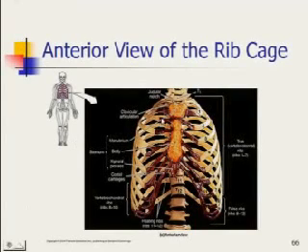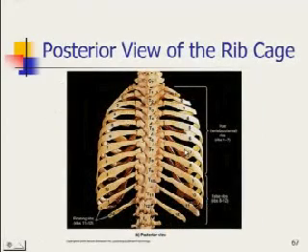There's the arrow. These are the ribs. They connect posteriorly to the vertebral column. Anteriorly, as you can see, they connect with cartilage, which attaches to the midline at the sternum. This is a posterior view showing a point of attachment for the ribs posteriorly.